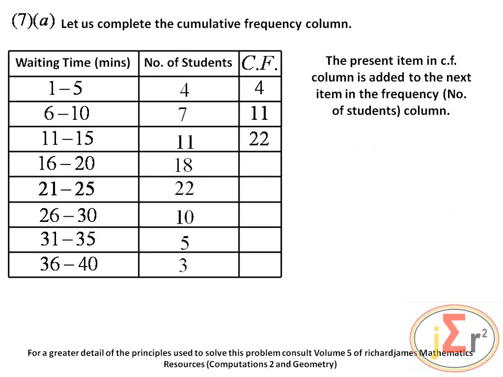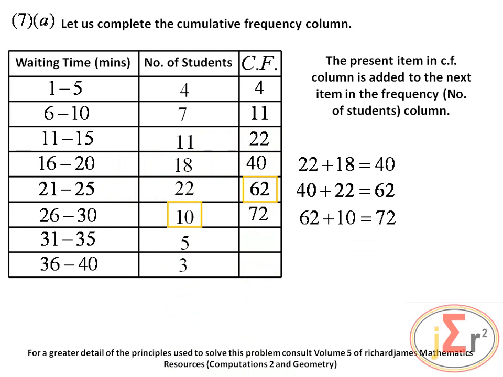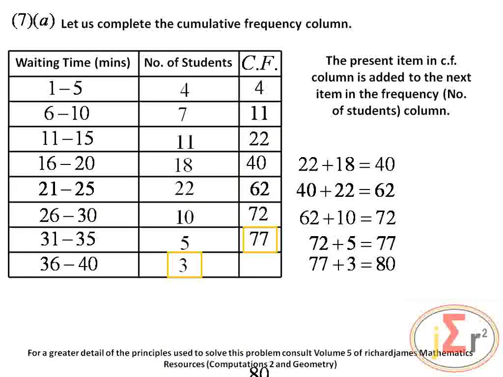Each item in the cumulative frequency column is the previous cumulative total added to the next item in the frequency column. So we have this as the present one, and we are going to add this to the next one. 22 plus 18 is equal to 40, goes there. And then 40 plus 22, 62, goes there. 62 plus 10, 72, right there. And 72 plus 5, 77, that will go right there. And finally 77 plus 3, and that will give 80.